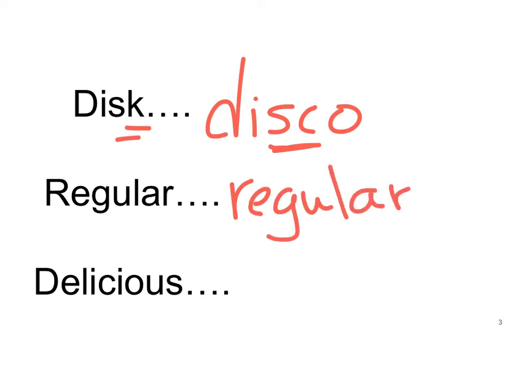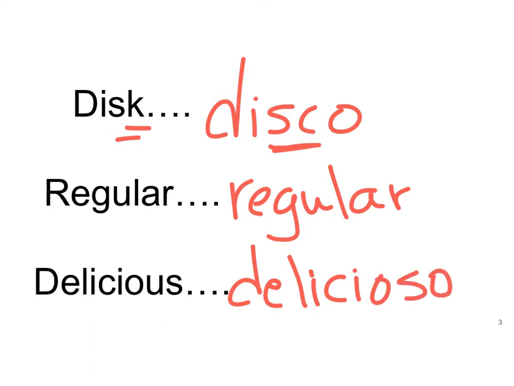Regular is just regular in Spanish. And delicious is delicioso. Okay? And it's gender related, so it could be deliciosa. Disc is only disco. There is no disca.